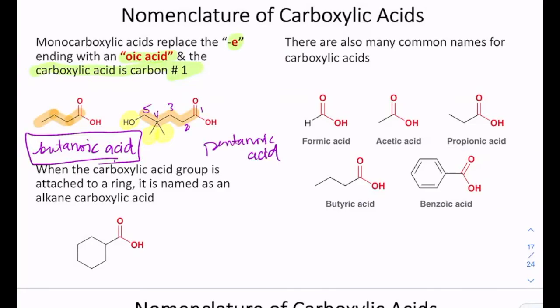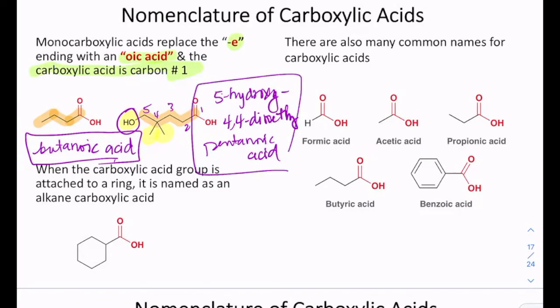We have 5-hydroxy and 4,4-dimethyl. So hydroxy comes first. So when OH is a substituent, it's called hydroxy. So this would be 5-hydroxy-4,4-dimethylpentanoic acid, and that's the answer for that one.